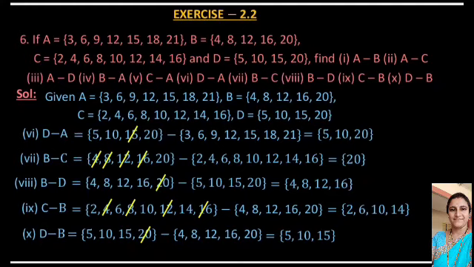Next question, B minus D. If we take the B and D sets and find the difference of these two sets, what are the common elements? 20. So we strike out the 20 in the B set. Then we get the answer, the set of 4, 8, 12, 16.